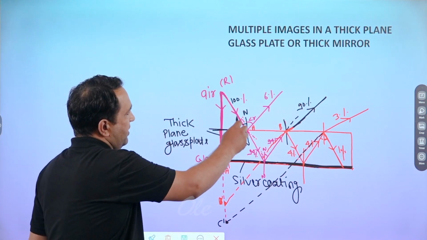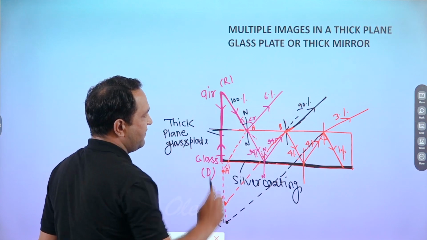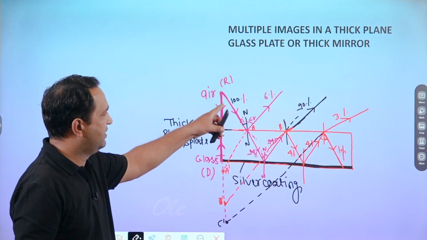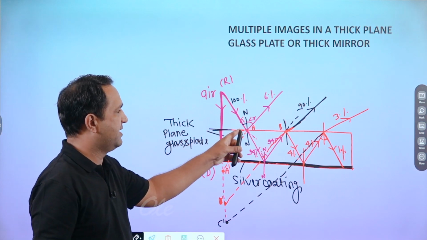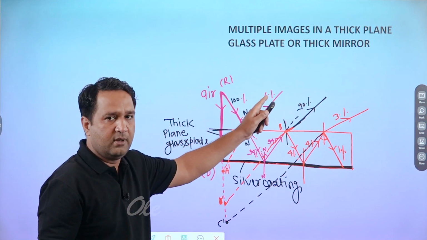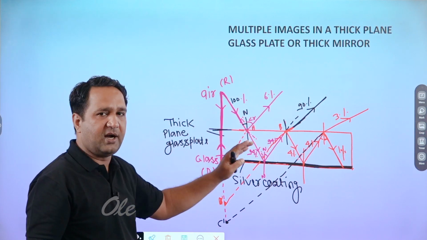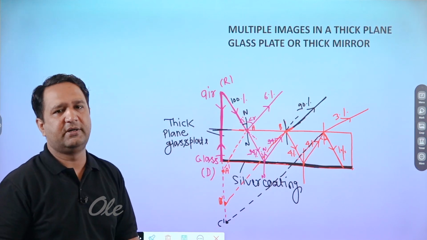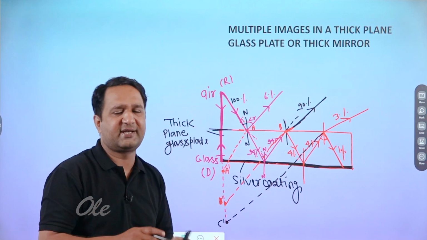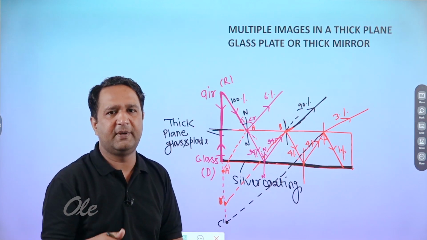Another ray is going obliquely, striking on this surface. So what happens with this ray? Some part of this ray will be reflected and the rest will be refracted. So the rest means most of the part will be refracted. Only some part will be reflected.